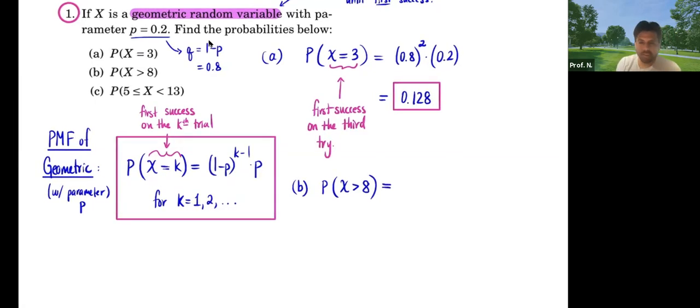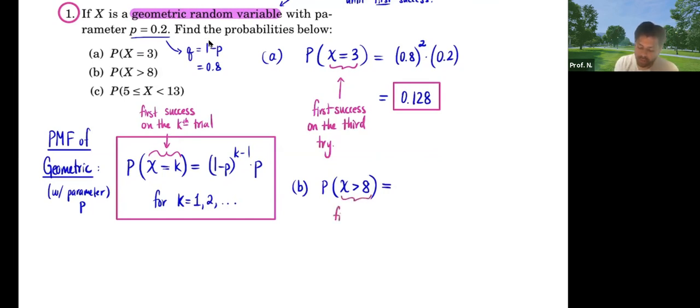Now, this is a little bit different, right? It's not an equal sign, it's a greater than symbol, and this is for discrete. So what does x being bigger than 8 mean? 1 minus x less than 8. Oh, I see what you're saying. You're going to do complementary counting? Yes. But what is this saying though here?